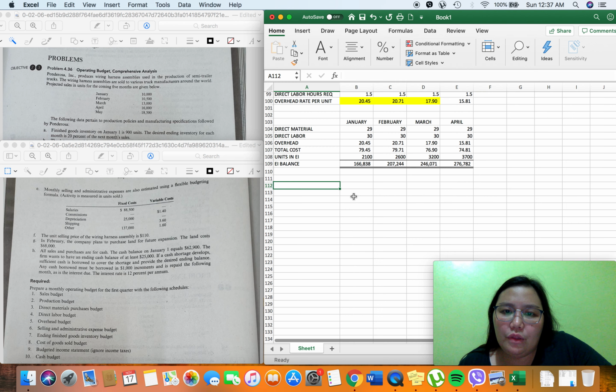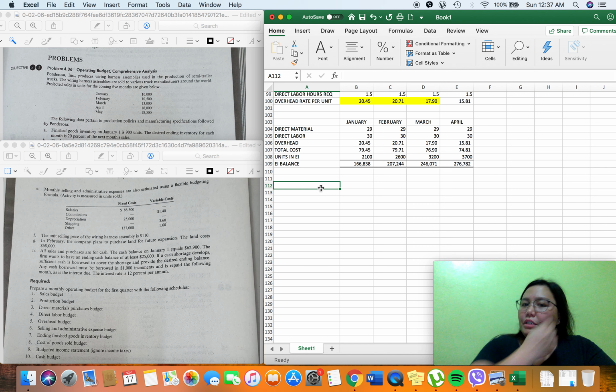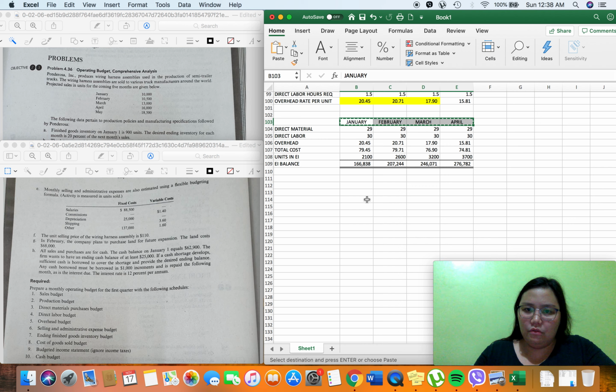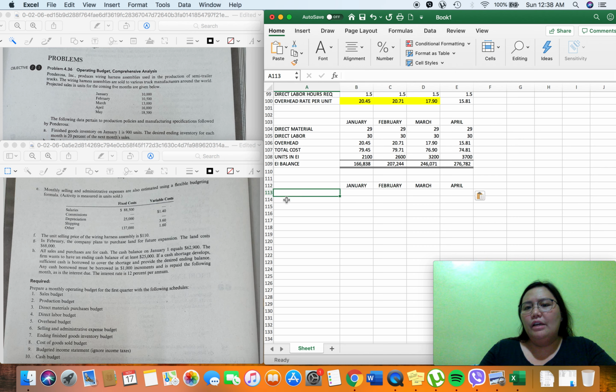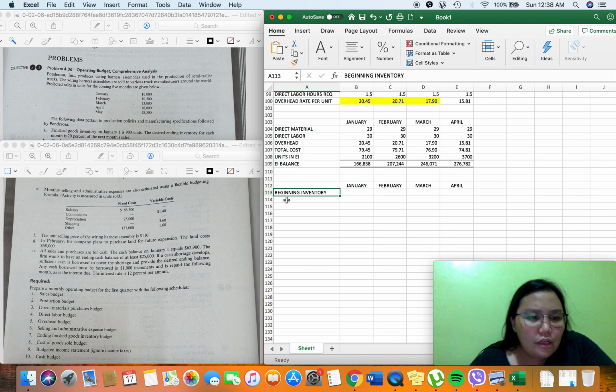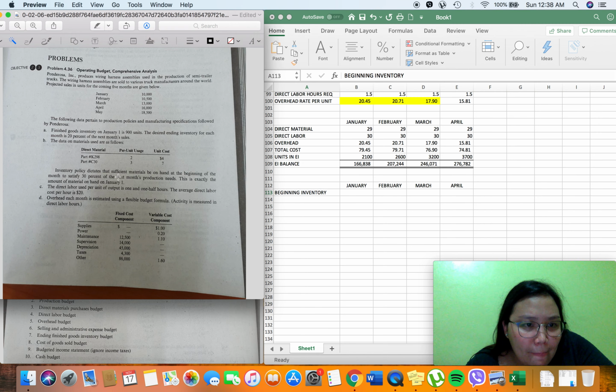Okay, so let's prepare the cost of goods sold budget. We start with our beginning inventory. Let me copy this first. We have January, February, March, and April. The first thing we're going to do is get the beginning inventory balance. The cost of goods sold budget is related to our finished goods inventory. Let us check the given information in the problem.